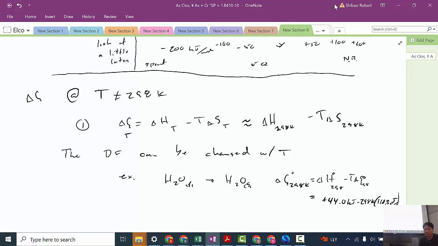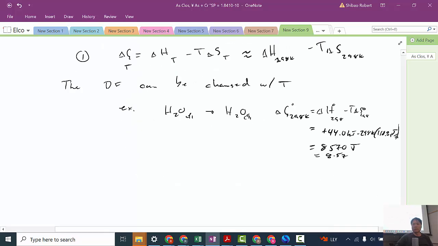I get 8,570 joules, which is equal to 8.57 kilojoules, which we say is non-spontaneous. And therefore, liquid water is the favored phase at 298 Kelvin.